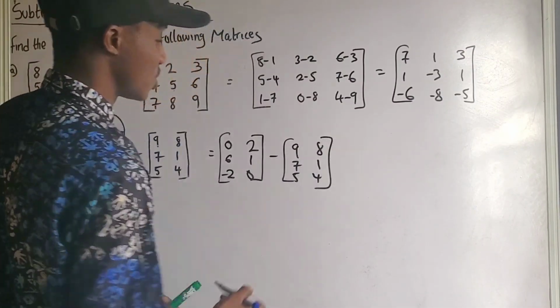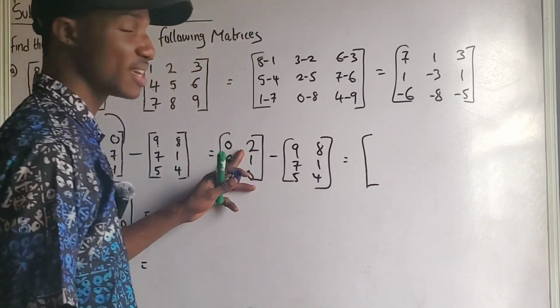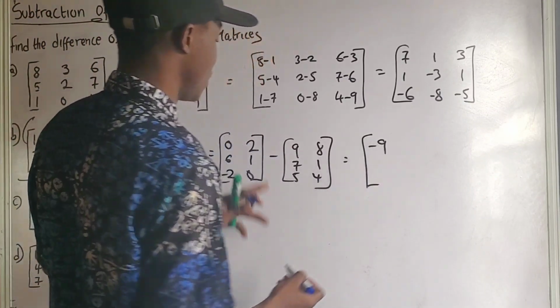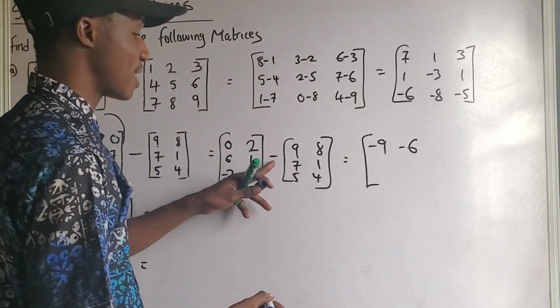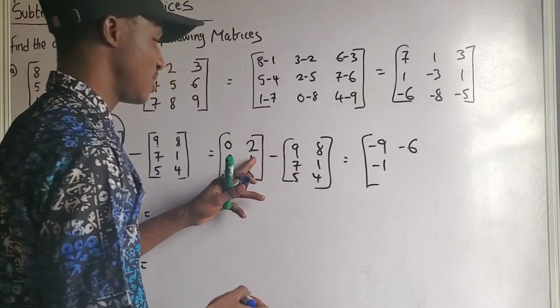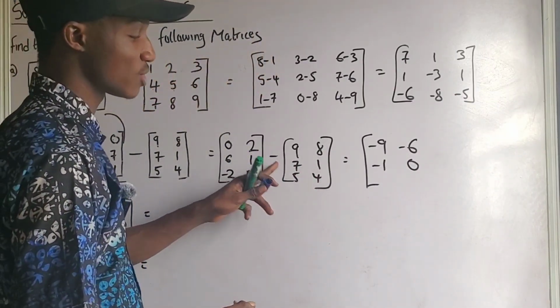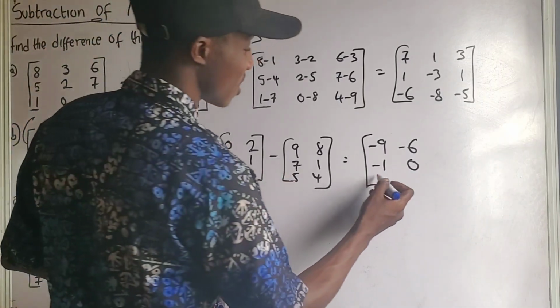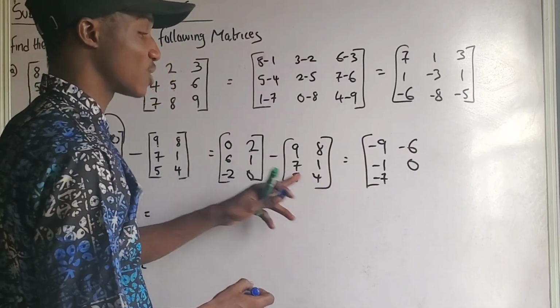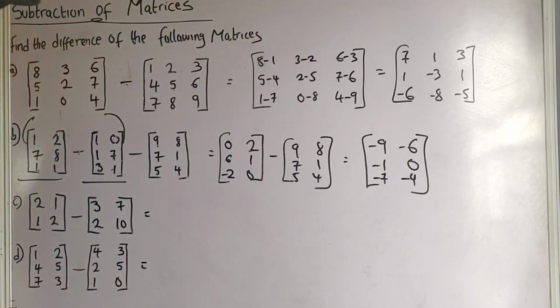Okay, so now for this, I'm going to have minus 987154. So for this, I'm going to have 0 minus 9. 0 minus 9 is negative 9. 2 minus 8, that is negative 6. 6 minus 7, that is negative 1. Then 1 minus 1, that is 0. Then negative 2 minus 5, what's the answer? That is negative 7. Then 0 minus 4, that is negative 4. So the result of the differences between the three matrices is this.